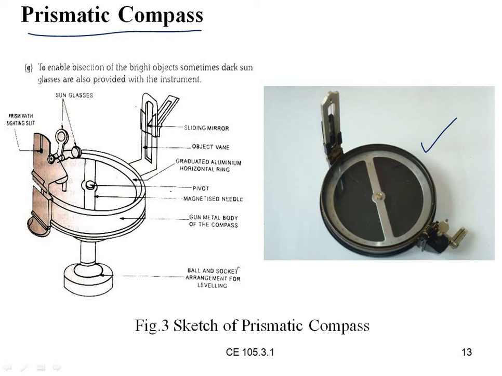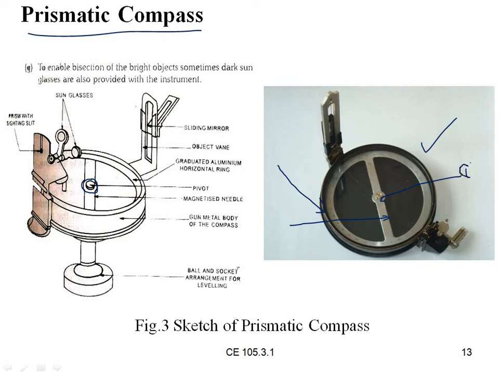So this is a pivot. This middle portion is called a pivot. And this is called the magnetized needle. This needle will be moving through 360 degrees, and this is the gunmetal body, where you can see this portion is the gunmetal body. I will go through them one by one.